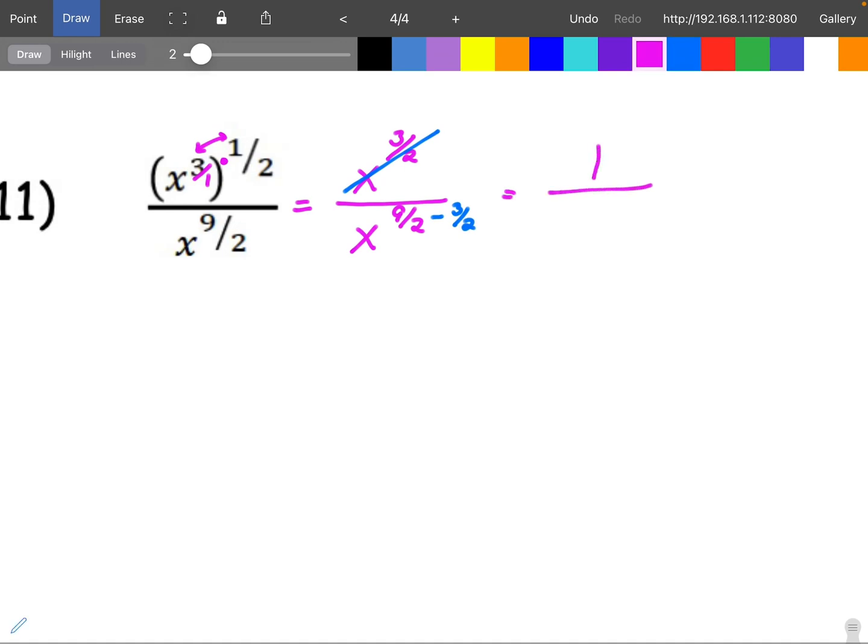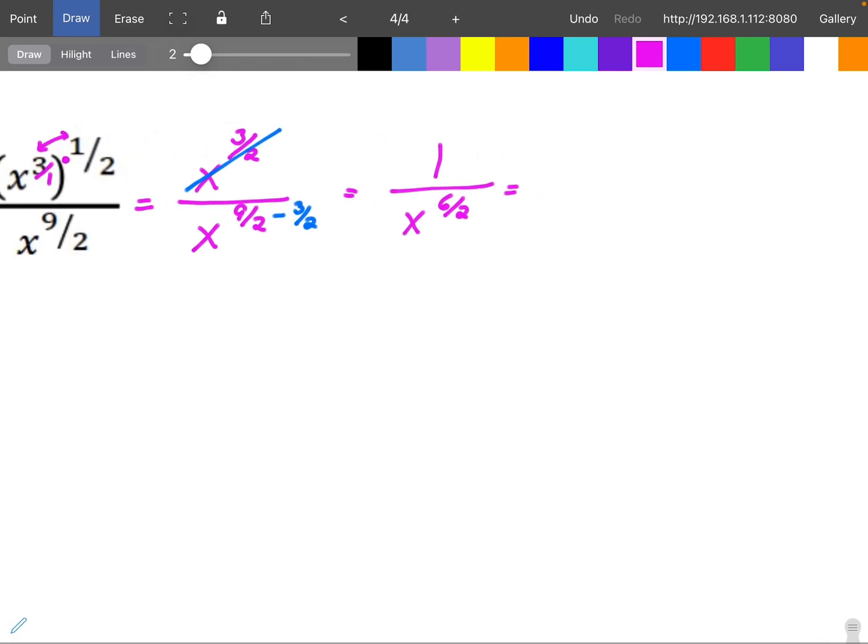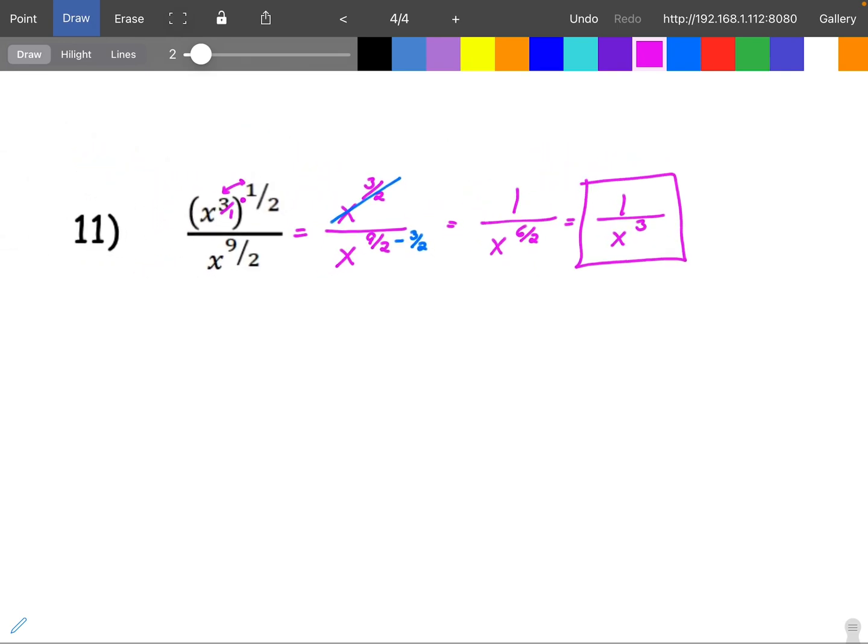So this gives me 1, because remember that's gone, so all that's left is that 1 on the top, and then x to the, well, 9 over 2 minus 3 over 2 is 6 over 2, because 9 minus 3 is 6, keep the denominator the same, and then that fraction can simplify. So I still have 1 on the top, but then I have x to the 3rd power, 6 divided by 2 is 3, and then that's really all I can do. So your answer is 1 over x to the 3rd power.